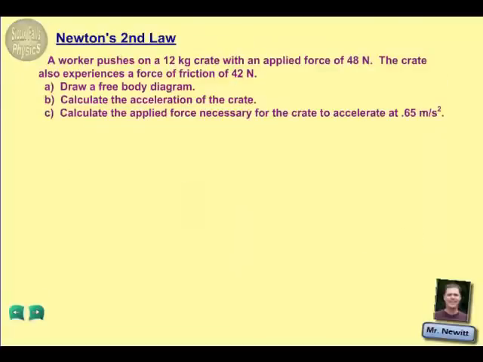So let's just draw a little sketch here of what we have. So here's a little crate that I drew in there magically, and we're going to say that it's on the ground. So it says that the worker is pushing this with an applied force of 48 newtons. Now it doesn't tell us what direction, but I'm just going to arbitrarily say it's being pushed to the right. So we have an applied force here of 48 newtons. It also says that the crate experiences a force of friction of 42 newtons. We know that that force of friction would oppose the motion, so it is going to be directed in the opposite direction at 42 newtons.